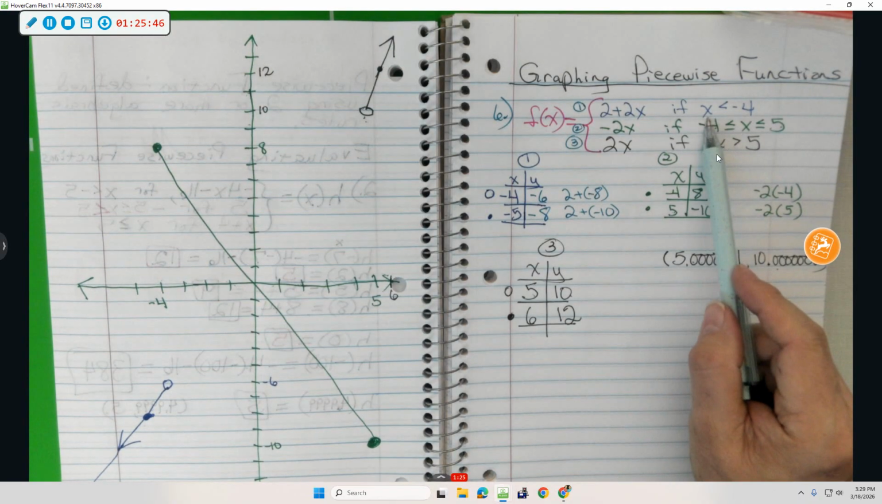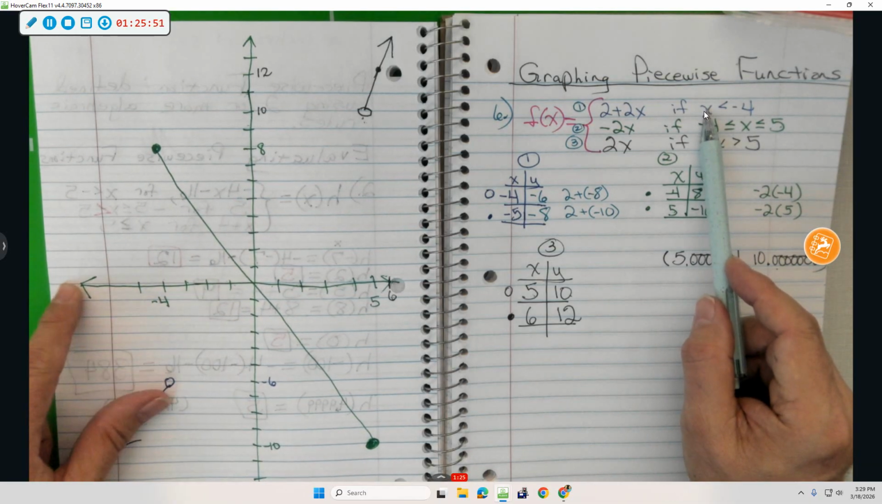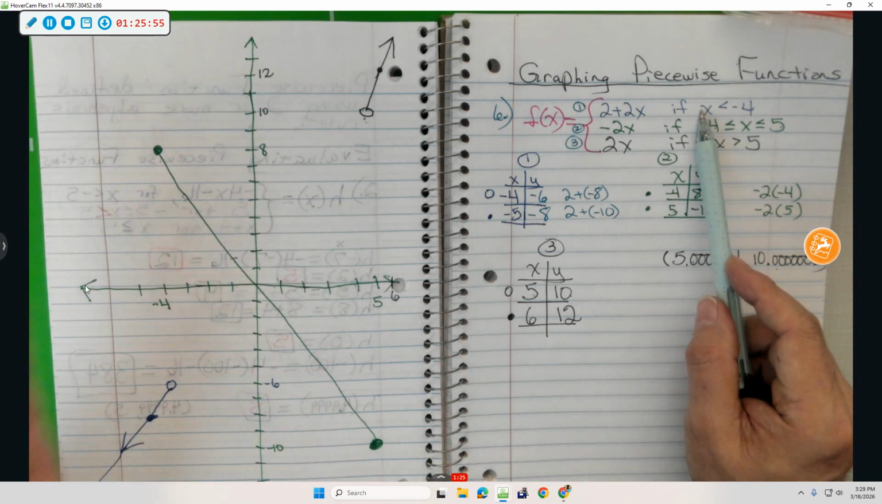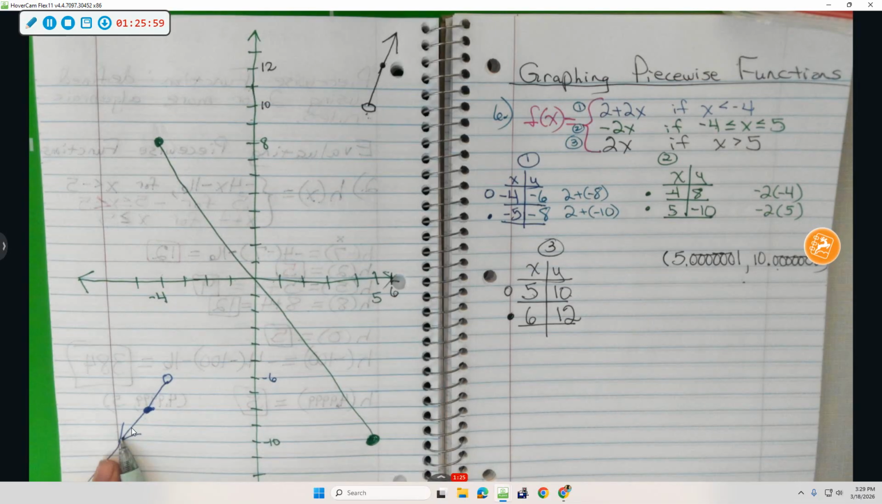When I look at this first interval, -4 to the left, does that interval ever stop? So the leftmost part of the graph has to have an arrow and keep going. This is the leftmost part.